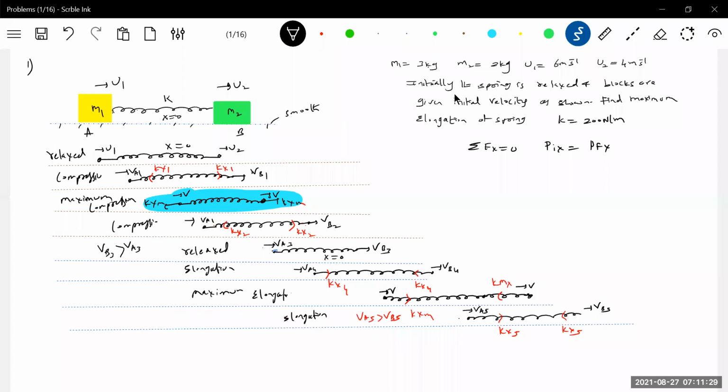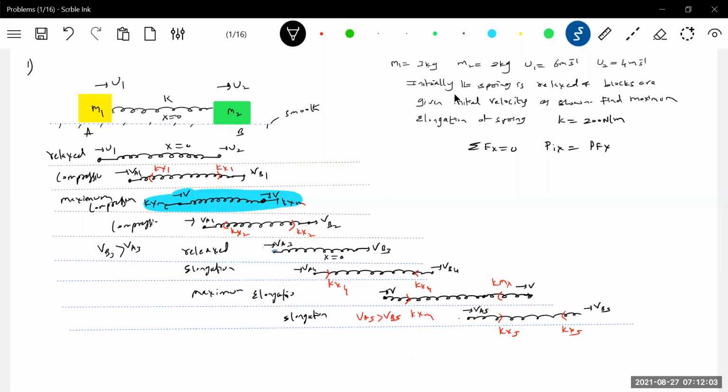From maximum compression, suddenly it will not come to maximum elongation. First, what is the sequence? Natural length, compression. Compression or elongation will be determined by which has more momentum. If this is having more momentum than this, elongation will occur first. So what do you expect here? First compression, maximum compression, then compression relaxed, elongation, maximum elongation, then elongation, again relaxed. Like that the sequence will take place. Our question is only to get the maximum elongation or maximum compression.